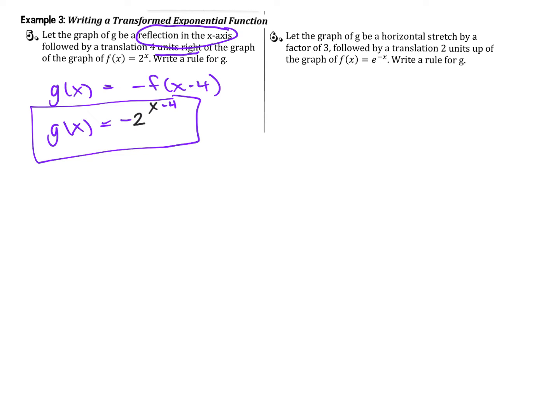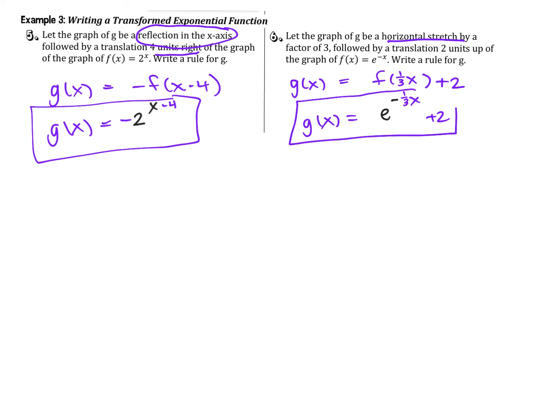All right, let the graph of g be a horizontal stretch of 3. So what does that mean? That means inside we're going to plug in 1/3 of x, followed by a translation 2 units up. So again, we have things out of order, but it doesn't matter that they're out of order because only one thing was horizontal and only one thing was vertical. So what does this look like in our function? Well, f was e to the negative x, so I'm going to just rewrite e to the negative. What are we substituting in for x? We're substituting in 1/3 of x, and then we're going up 2, so out here we're going to have a plus 2. So here is our transformed function.